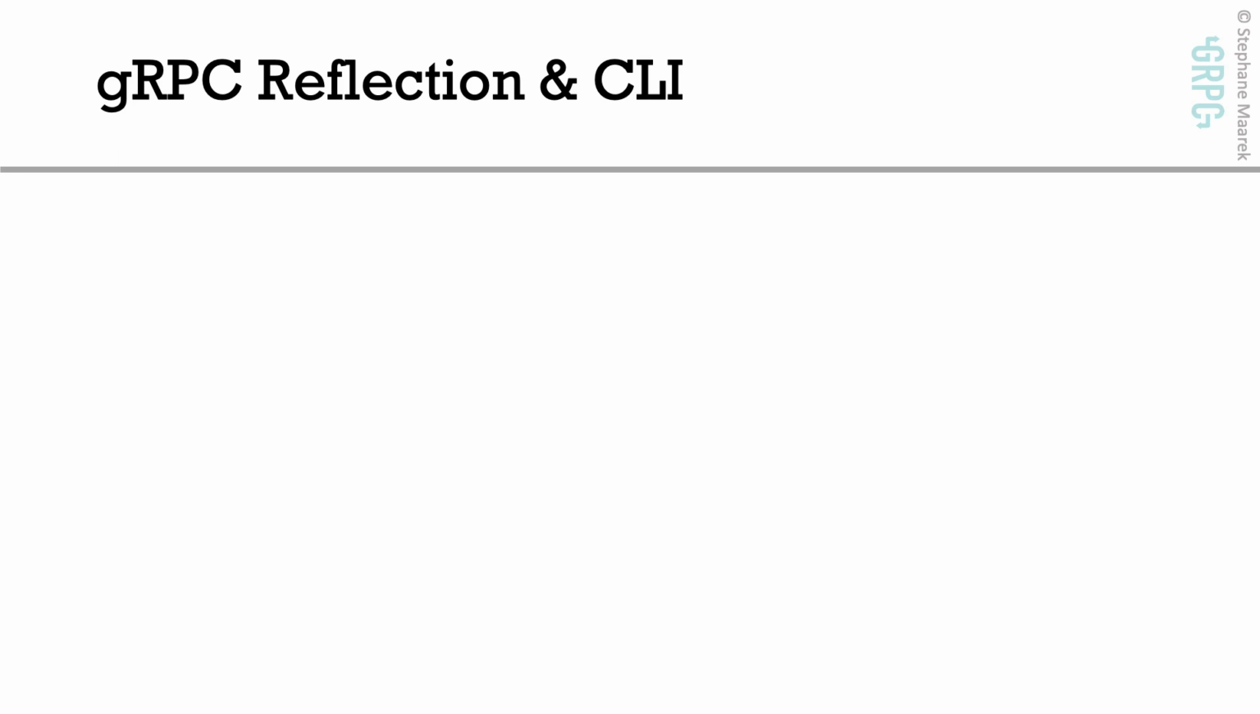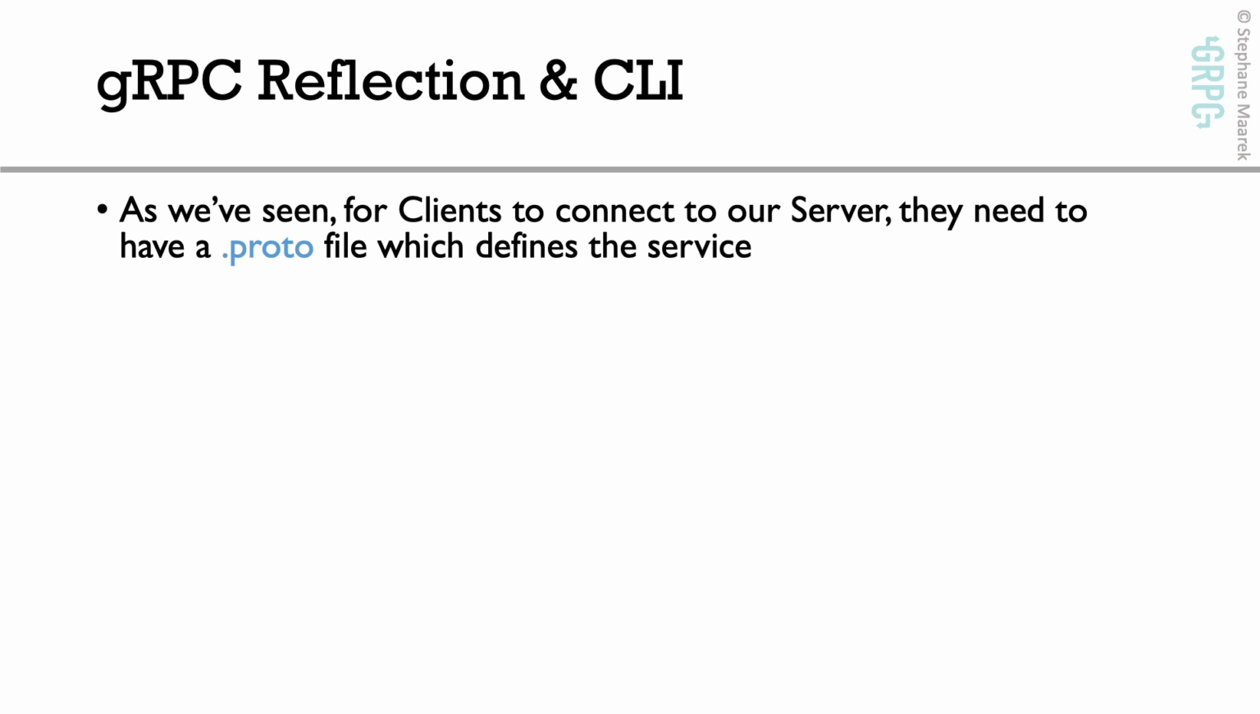So let's talk now about gRPC reflection and the CLI, or command line interface. As we've seen before, when clients try to connect to our server, they have to have a .proto file in their code, basically to generate code, and that will define the service. This is how the clients connect to our server. We've seen both the server and the clients have the same proto file.